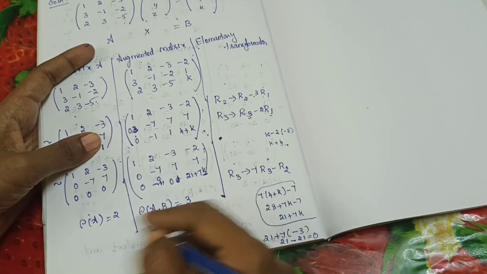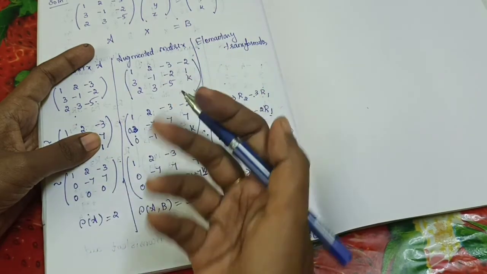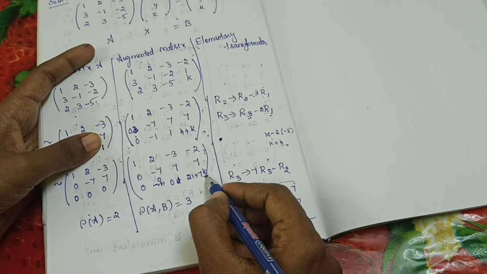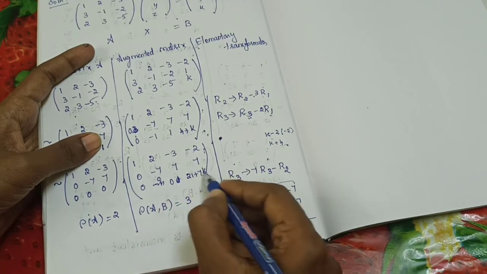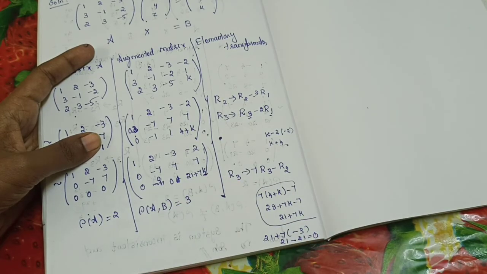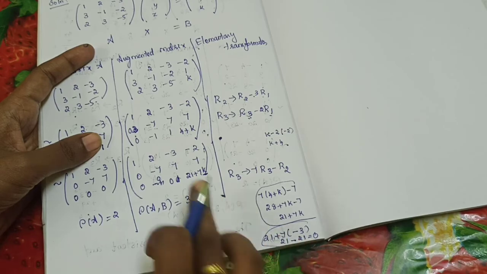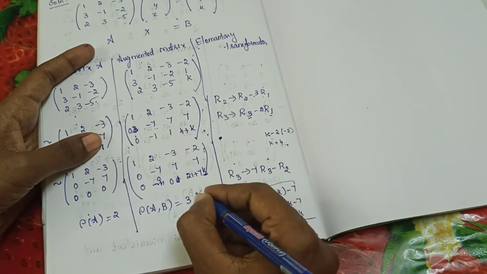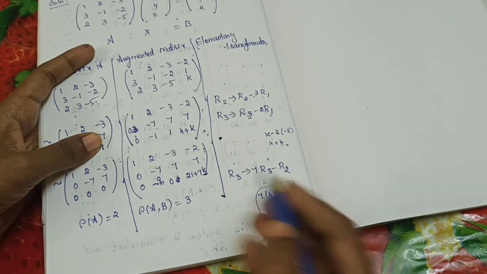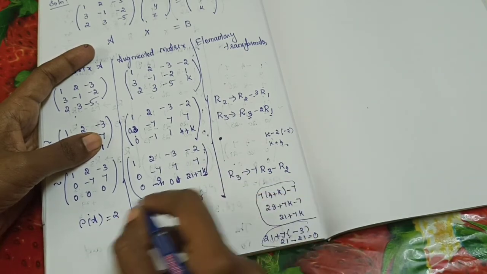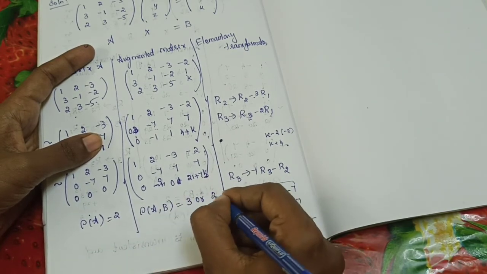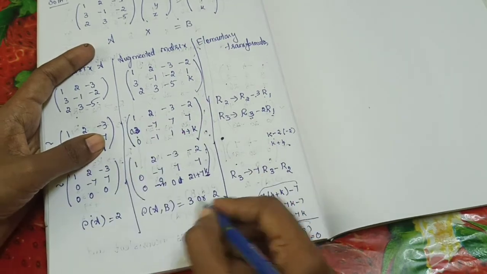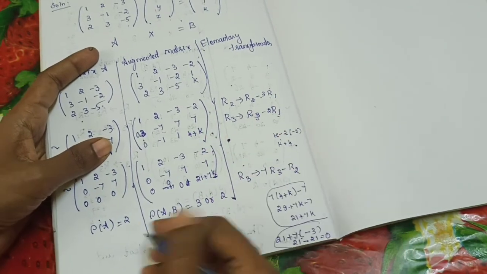So rank of A comma B you will get as 2. Is it right? Yes or no? If I am substituting minus 3, you will get this entry also as 0. So you don't know the value for K. If you know the value of K, no problem. So you don't know. Maybe it is minus 3, then if it is minus 3, this will also become 0. If it is not minus 3, no problem. So maybe rank of A comma B is 3 or 2. That one we don't know.